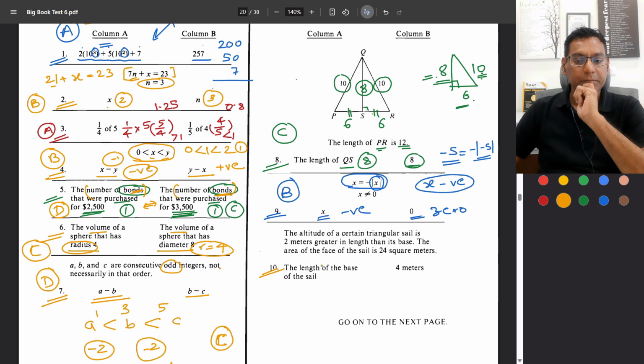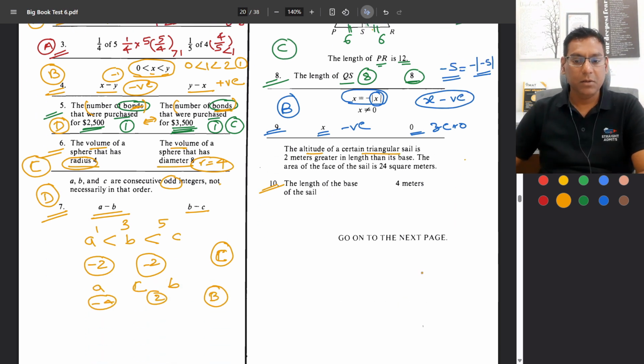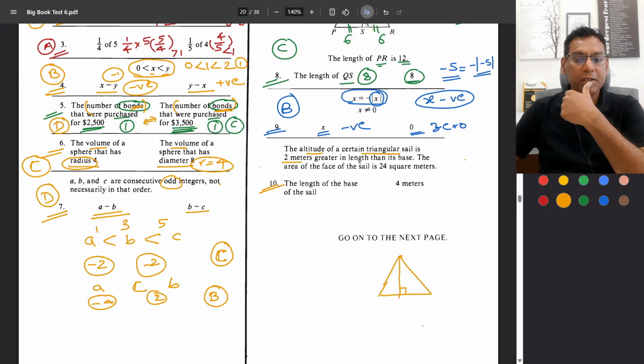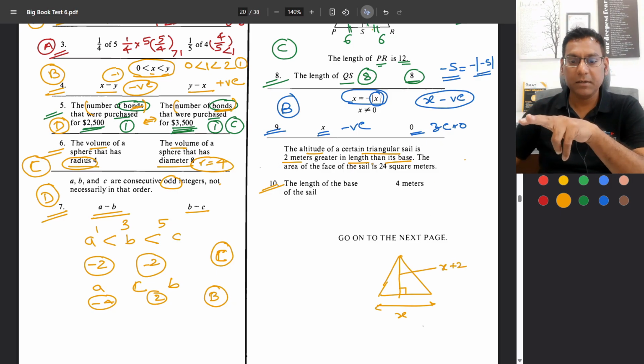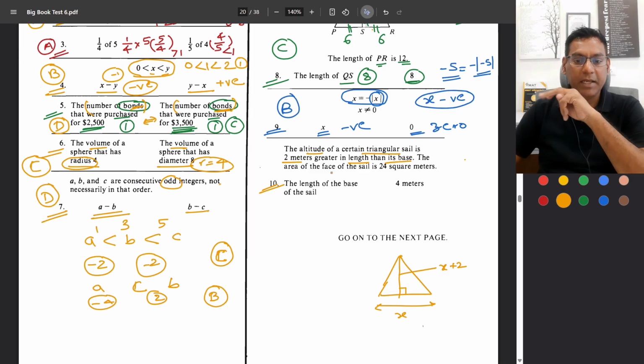Question 10. The altitude of a certain triangular sail, that is the height, is 2 meters greater in length than its base. Let's say the base is x, so the altitude is x plus 2. The area of the face of the sail is 24 square meters.